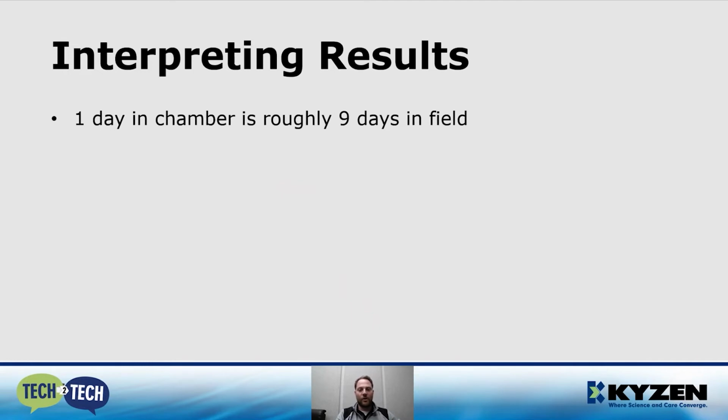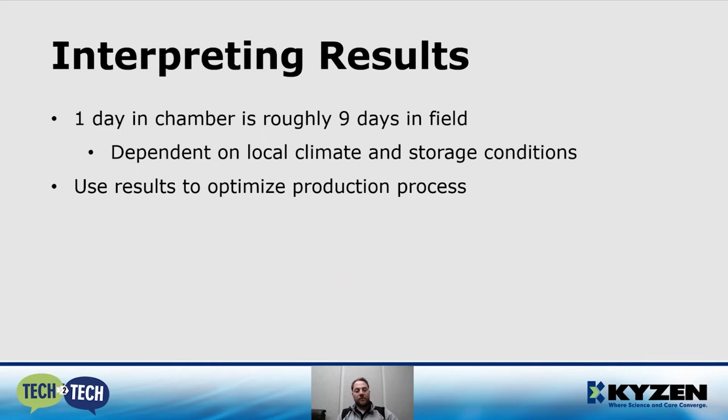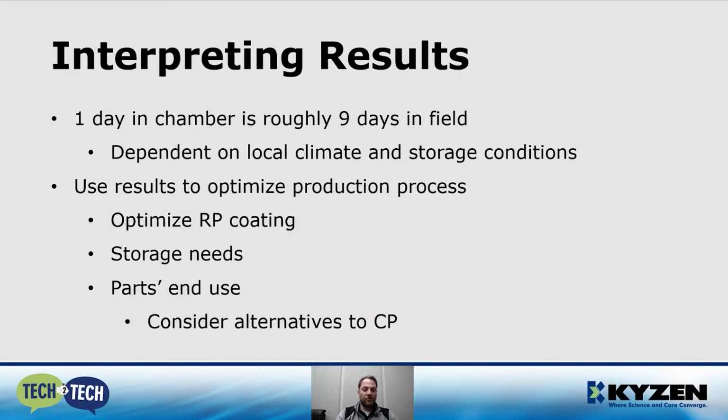And again, 1 day in the chamber is roughly 9 days in the field. Or if you take that out further, 10 days in the chamber is 90 days in the field. And of course, this is dependent upon your local climate and the storage conditions, of where your parts will be and how they're stored. But from there, we're going to use these results to optimize our production process, you know, optimize that RP coating.